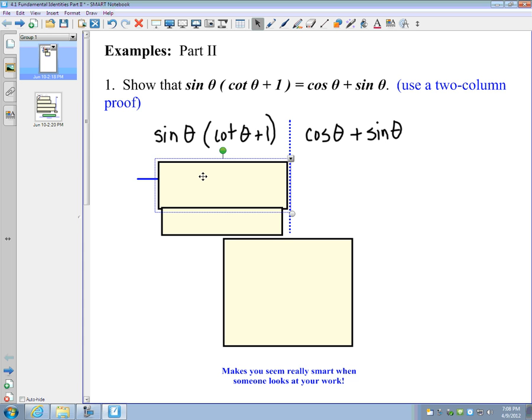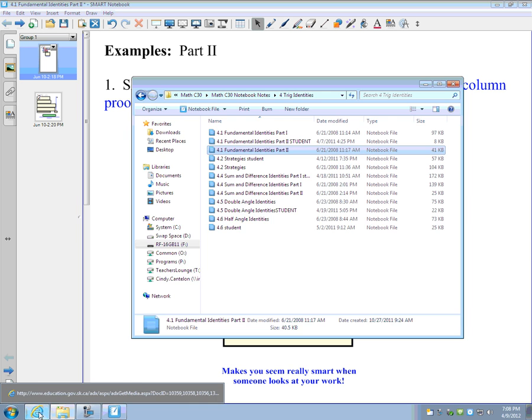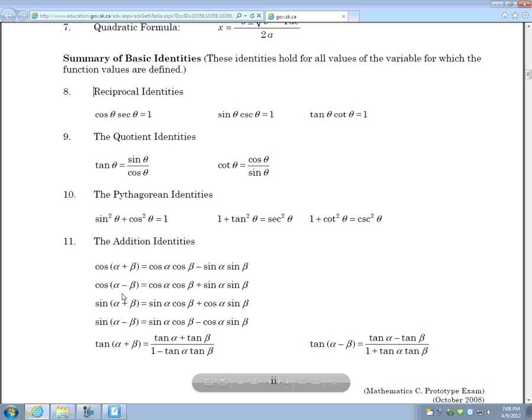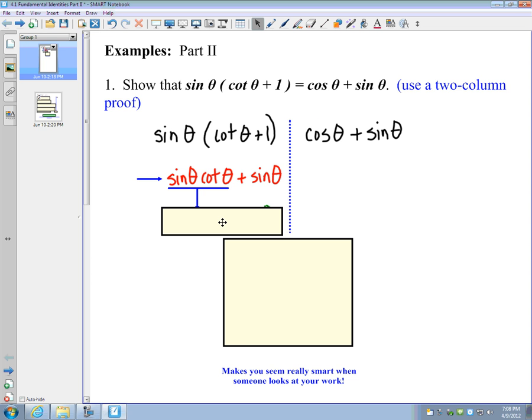So the first thing I did was I distributed. I said sine times cotangent plus sine. I distributed. And then I said, well, what is sine times cotangent? And I looked, not there. Cotangent was just cos over sine. So sine times cos over sine is just cos. And that's what I did here. So I said that's just the same as cos plus sine.